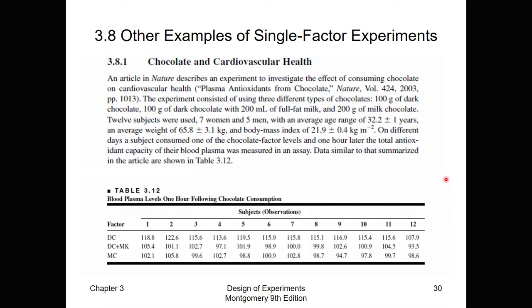So we can see the data here, and again, this is a case where I really disagree with how the textbook has our data organized, because typically when we're analyzing this, we have 3 columns: DC, DC plus MK, and MC, and then going down the range is each of these different observations. If you're feeling good about this, you'll notice that each of the observations corresponds with the same individual. We've only got 12 individuals. So individual 1 tried all 3 chocolates.